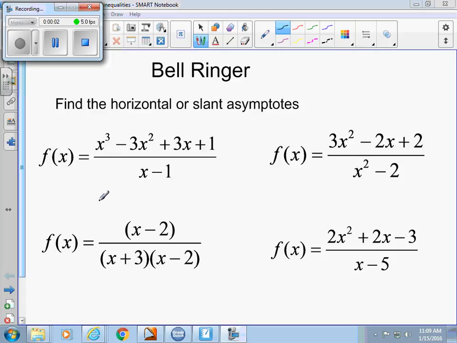What about the first one? First one. It's none. Neither one. Right? Why not? Good. The degree of the numerator is 2 more than the degree of the denominator, so no horizontal, no slant. Second one?